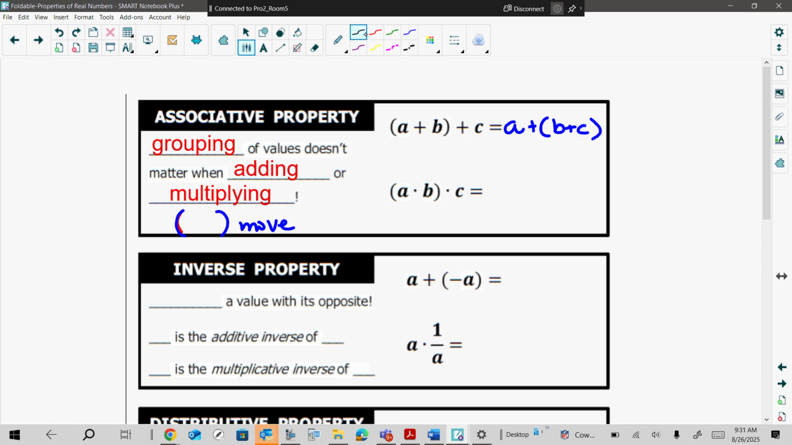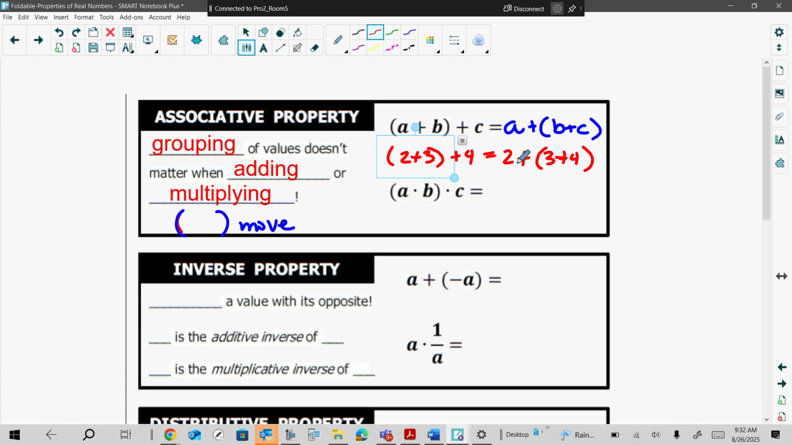If I was thinking of this like doing addition, if I do 2 plus 3 first and then add 4 to it, 2 plus 3 is 5, and then plus the 4 is 9, right? Would that change if I did 2, then group the 3 plus 4? No, because 3 plus 4 is 7, and then I add the 2, and that's still going to give me 9.